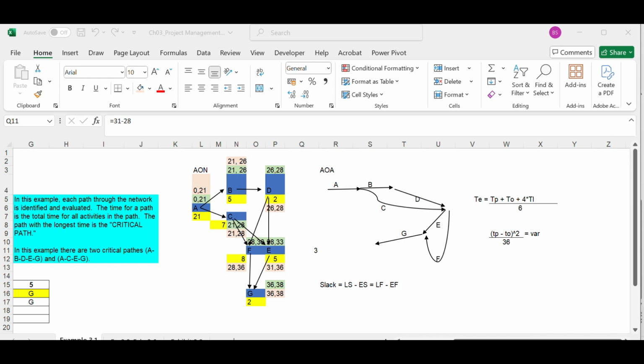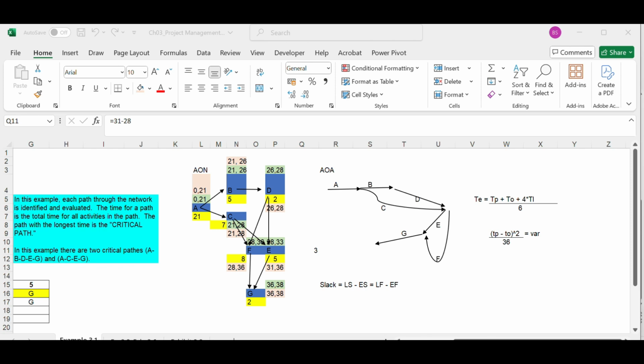Now, the early start of an activity is the earliest time that an activity should start. Early finish is the earliest time that an activity should finish. The latest finish is the latest time that an activity should finish. And the latest start is the latest time that an activity should start. But still, a project is completed on time.